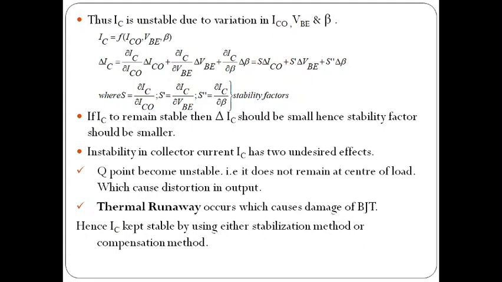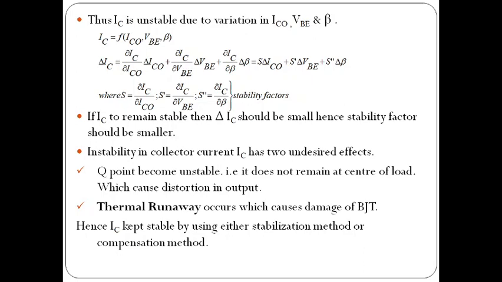From the calculus of multivariable functions, we can write the change in IC as the partial change with respect to ICO and delta ICO. So I have written delta IC equals dou IC by dou ICO into delta ICO, plus dou IC by dou VBE into delta VBE, plus dou IC by dou beta into delta beta. This formula comes from the calculus of multivariables.